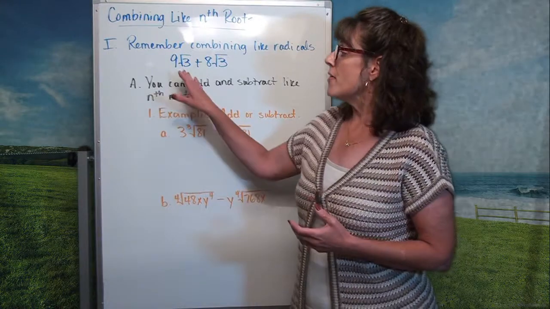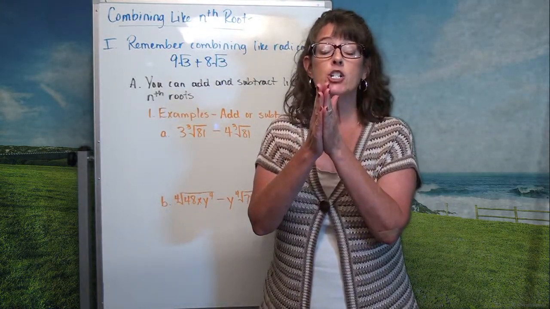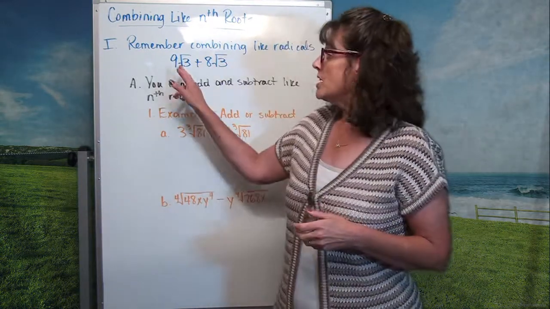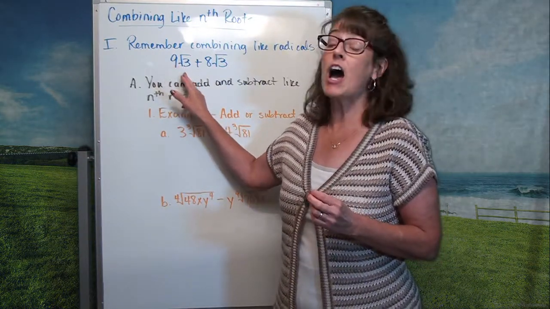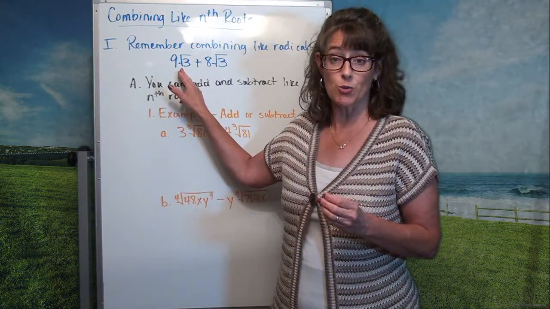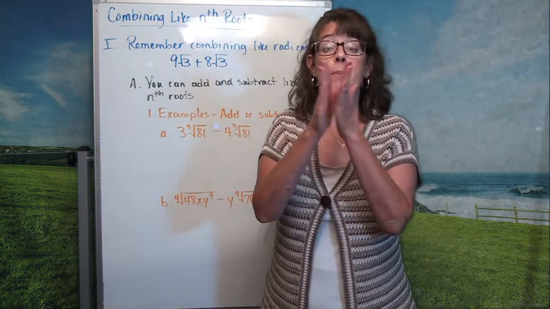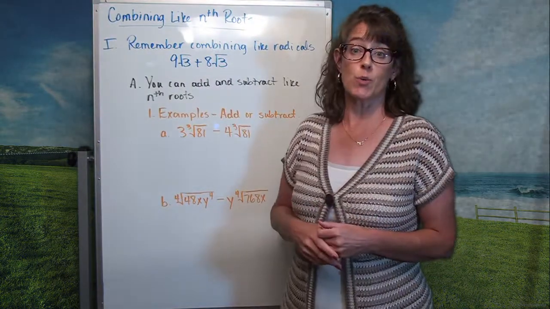Remember I said that when things sit up against each other, that indicates multiplication, and multiplication is expressed through the word of. So when these two are sitting beside each other, they're being multiplied, and so that would indicate 9 of these square roots of 3. Same thing happening here. Sitting up against each other indicates multiplication. So we have 8 of these square roots of 3.